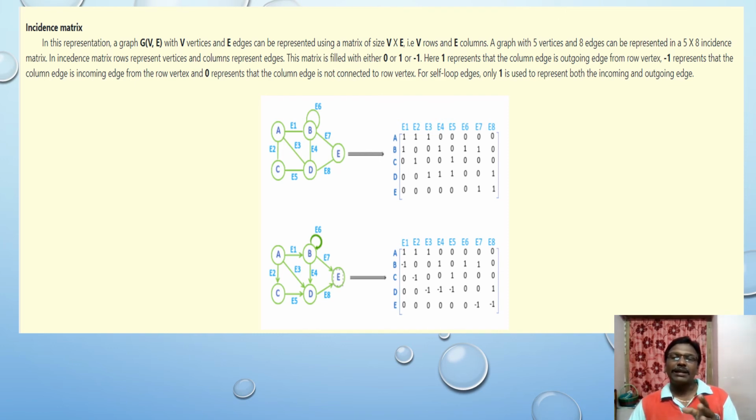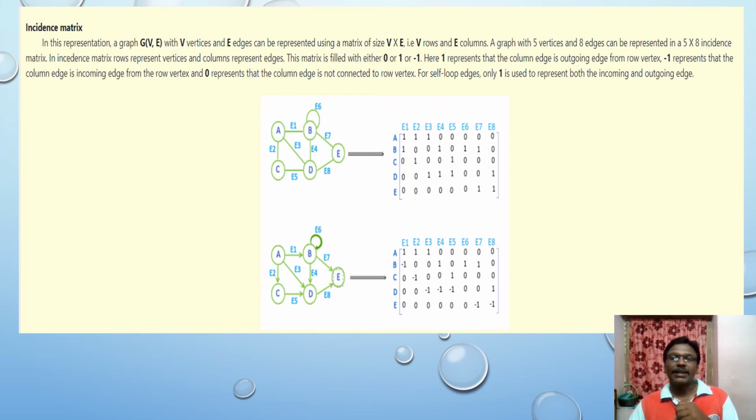Now let's choose the directed graph. In this directed graph, A has outgoing edges E1, E3, E2. So those 3 are 1, and the remaining are all zeros. B has a self loop, that is E6, which is 1. And B has an incoming edge, that is E1, so that is -1. The incoming edge is represented by -1. The remaining two, E4 and E7, are outgoing edges, so those are 1, along with E6.